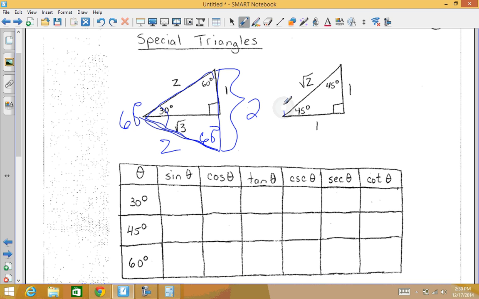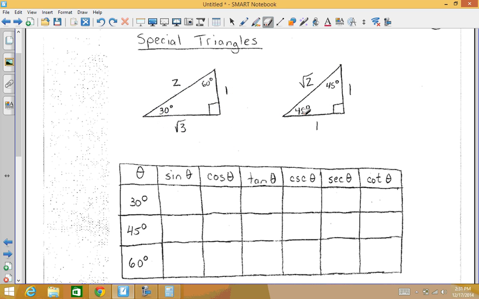The 45, 45, 90 comes from taking half of a square. So if you take a square and you cut it by its diagonal from corner to corner, you would create a 45, 45, 90 triangle. Okay. So that's where those come from.